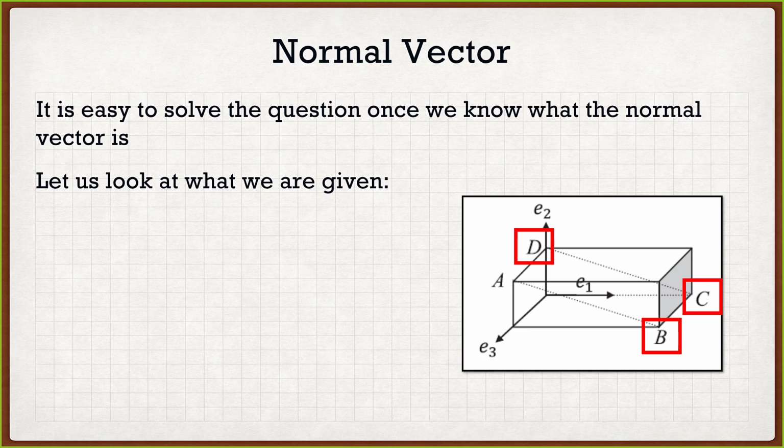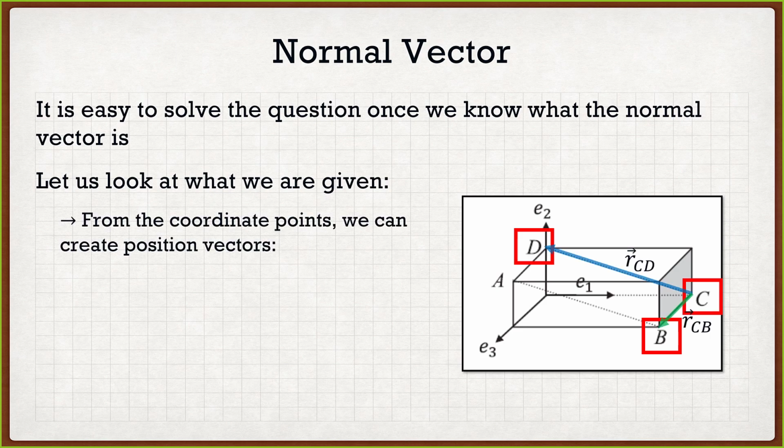So we have to think back to engineering 130 or engineering statics, whatever you want to call it. If we know coordinate points, in this case B, C, and D, I can create position vectors between them. From C to B, I can create the position vector RCB, and from C to D, I can create the position vector RCD. These are just going to be the coordinate points, and they have nice formulas. The position vector CB is the coordinates of B minus the coordinates of C, and the position vector CD is equal to the coordinates of D minus the coordinates of C.